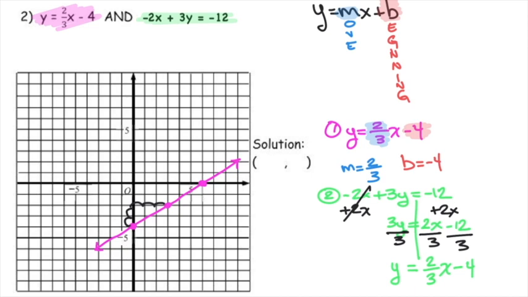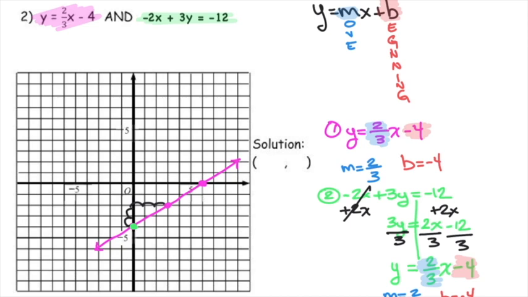So now we can see that our slope is 2 over 3, m equals 2 over 3. And b is going to be negative 4. So we can say b equals negative 4. So for our second line, we are going to start at negative 4. So I go to y, negative 4, and I mark my point.